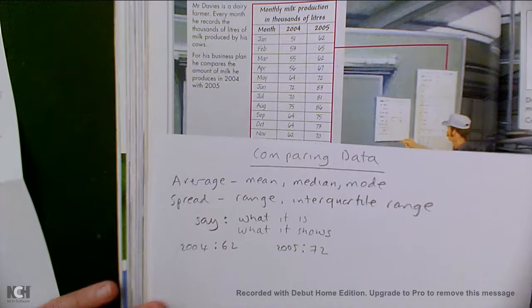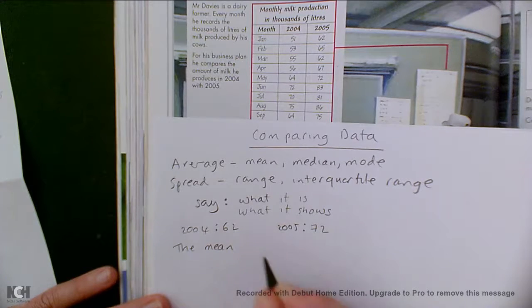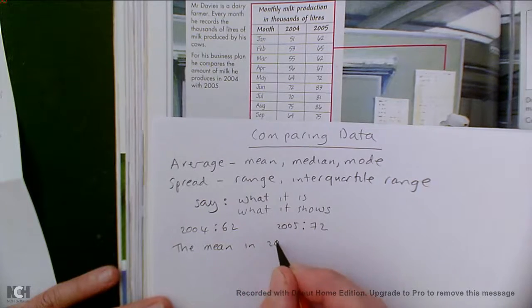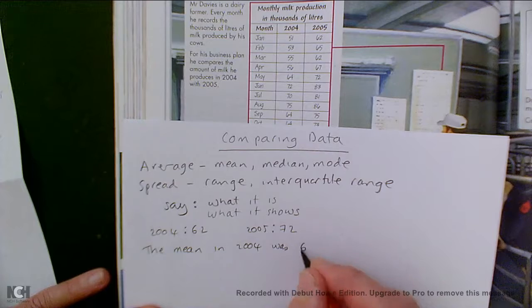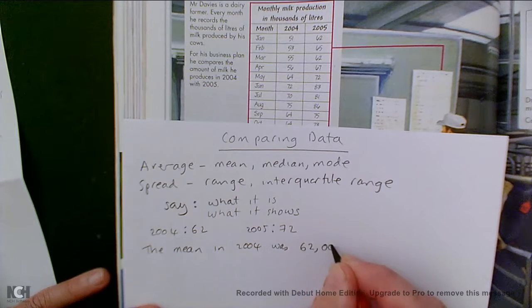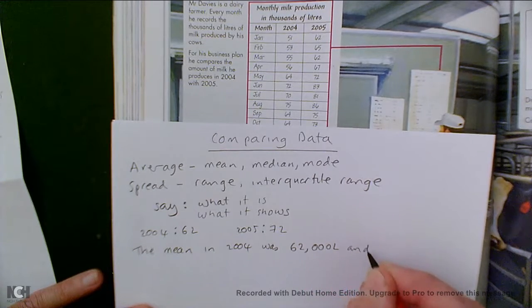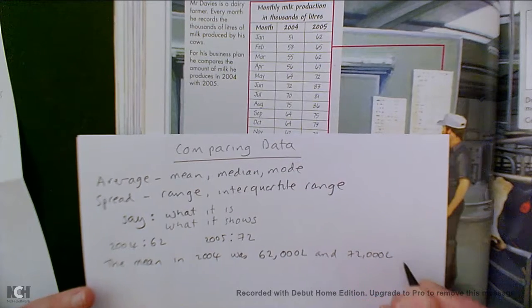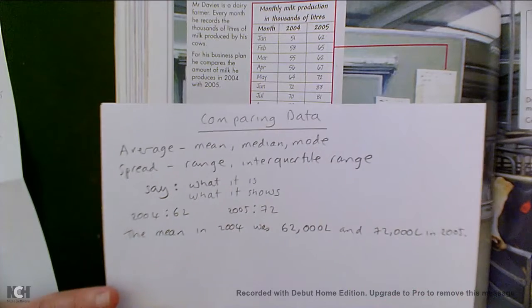So for my first statement, I'm going to say the mean, so say whether it's mean, median or mode that you're looking at. The mean in 2004 was, looking at the context of the question, it's not just 62, it's 62,000 litres and 72,000 litres in 2005. So I said what it is.